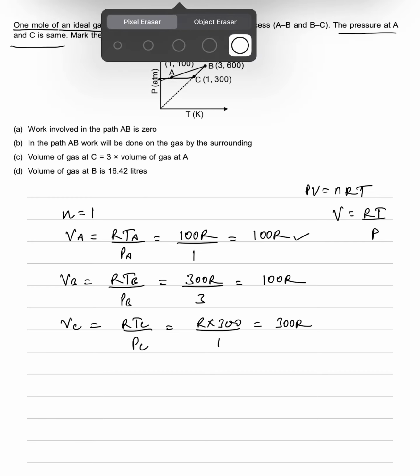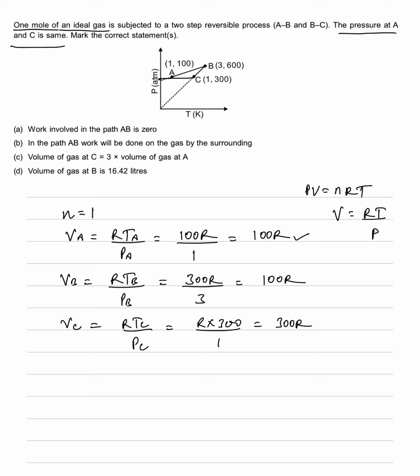When we come to the volume at point B, the temperature at B is 600 Kelvin and pressure is 3 atmosphere. So the volume will come out to be 200 R, right? Volume at B is 200 R. Volume at C is equal to RTC upon PC. Now TC is 300 Kelvin and pressure is 1 atmosphere. So VC is equal to 300 R. So that's how we find the volume at points A, B and C.